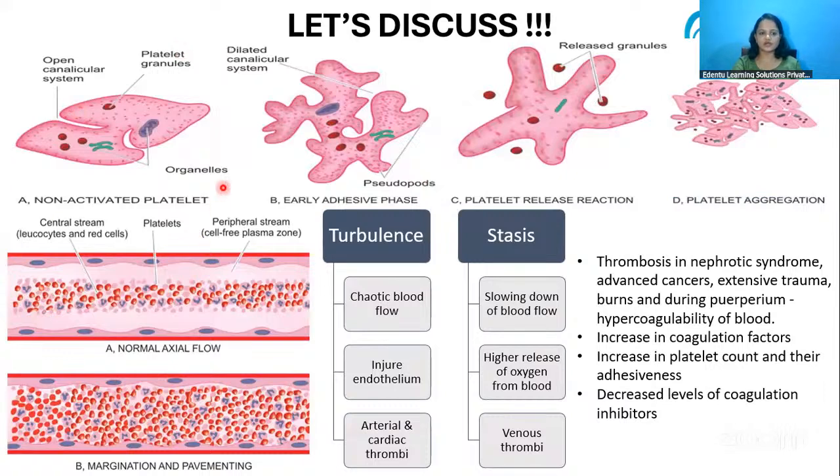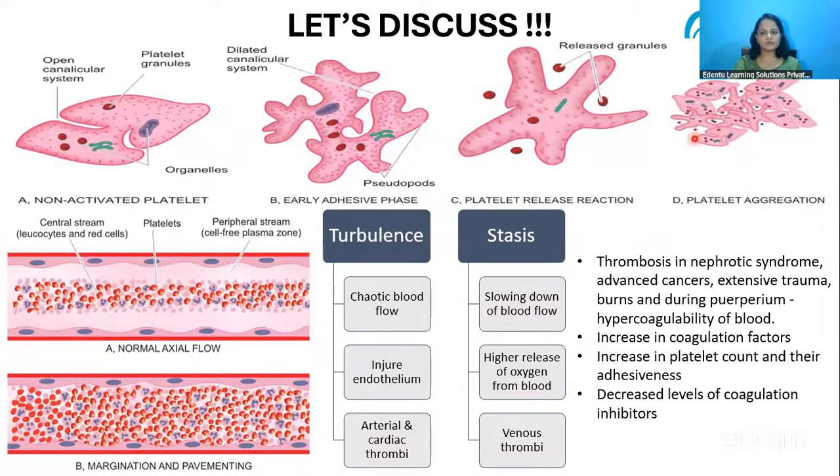This is how a normal non-activated platelet looks, with its own platelet granules, like the alpha granules and the dense granules, present inside the platelet itself. Once it gets activated, pseudopods will be formed and the canalicular system will be very deep, and it will start releasing granules. The alpha granules and the dense granules will be released to the outside. When these granules are released, the other platelets also identify it and come and form an aggregated structure like this on that injured area.